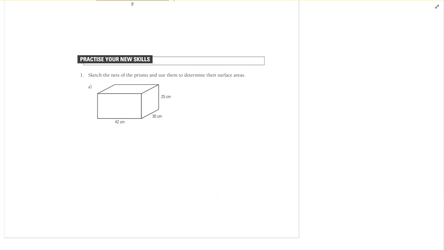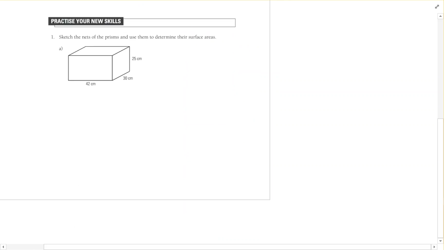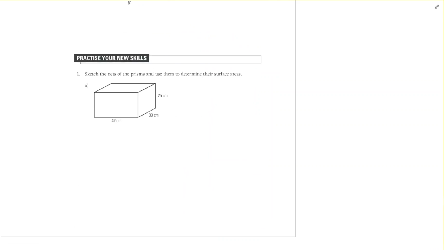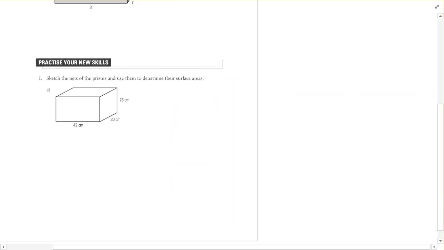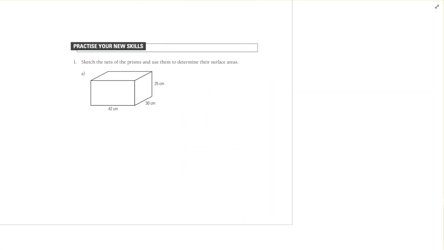So now for the practice your new skills part. Let's just do this one. I'm going to let you guys go ahead and answer these on your own now. Number 1 says, sketch the nets of the prisms and use them to determine their surface areas. So go ahead and answer 1A now.